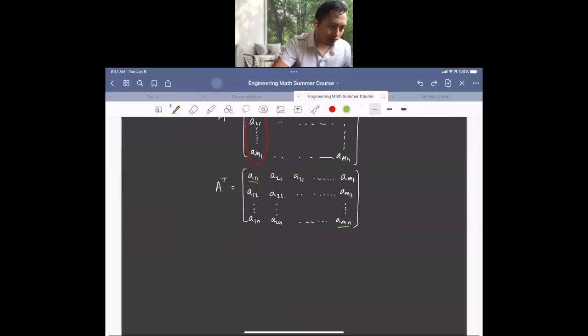For example, if A is 9, 0, 4, 3, 7, 5, the A transpose is, remember we take the 9, 3 into a row, then 0, 7, and 4, 5. That's the transpose.